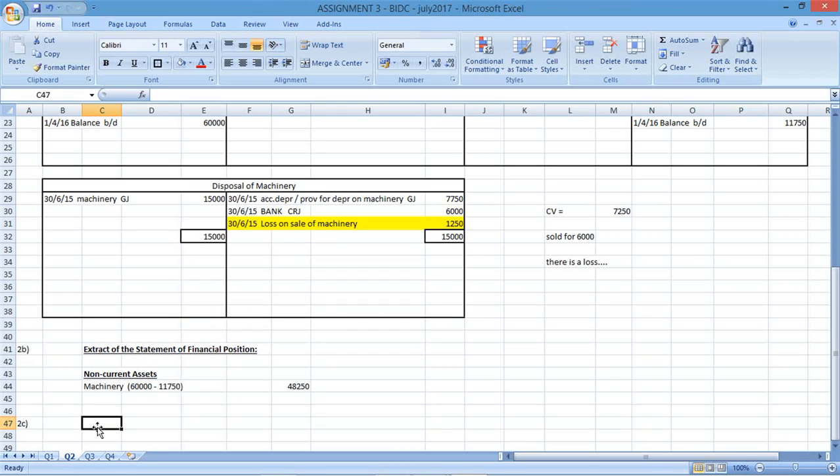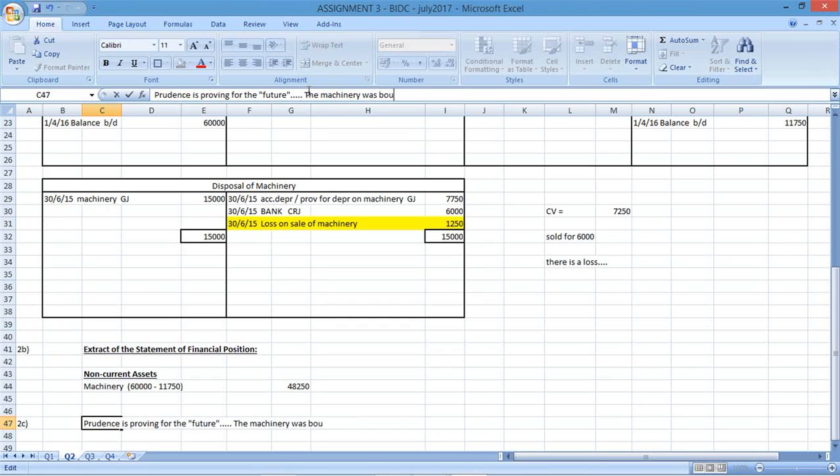2C, explain how Sam observes the accounting concept of prudence by providing for depreciation on his machinery. Okay, it's a nice question. So prudence is providing for the future. Okay, well, inverted commas, future. You're trying to create a provision now that relates to something that has occurred, okay, that will have an impact on that particular asset.